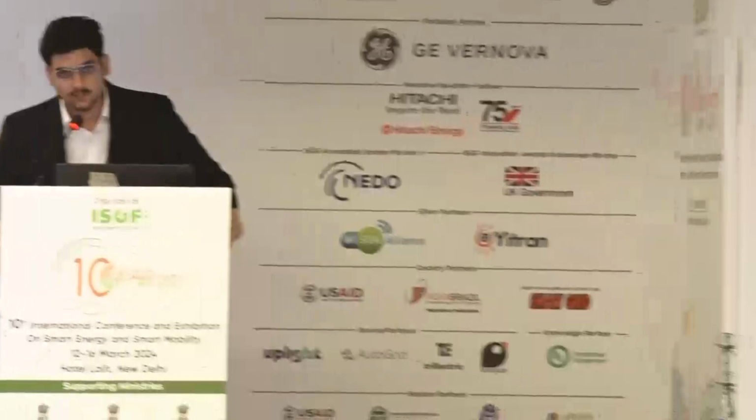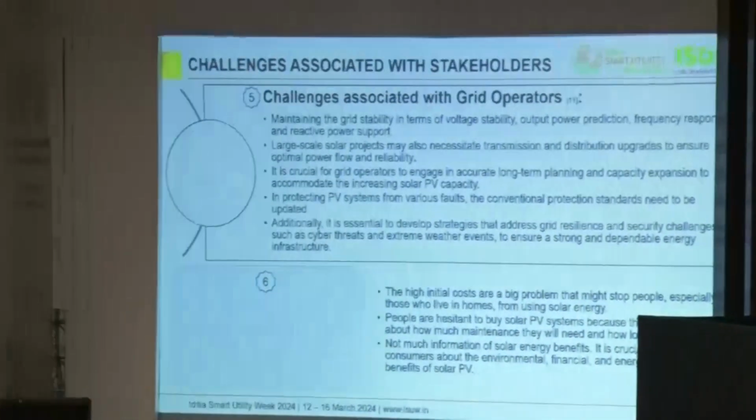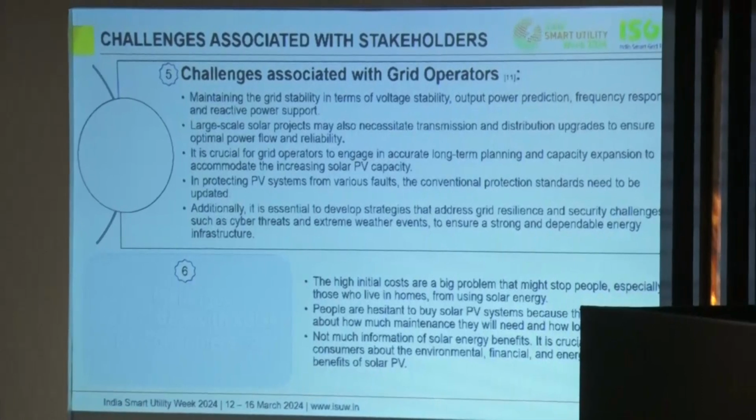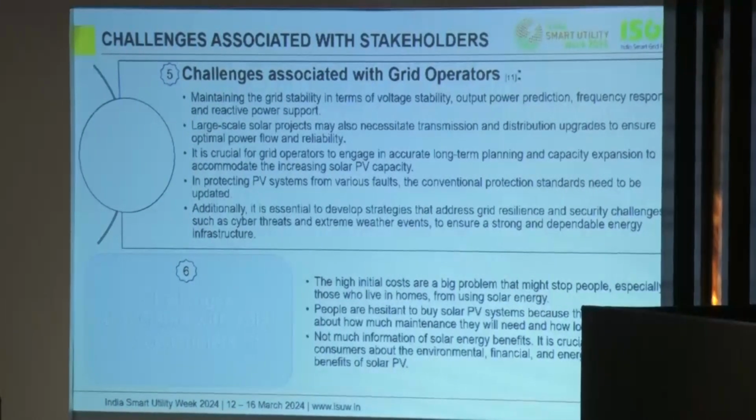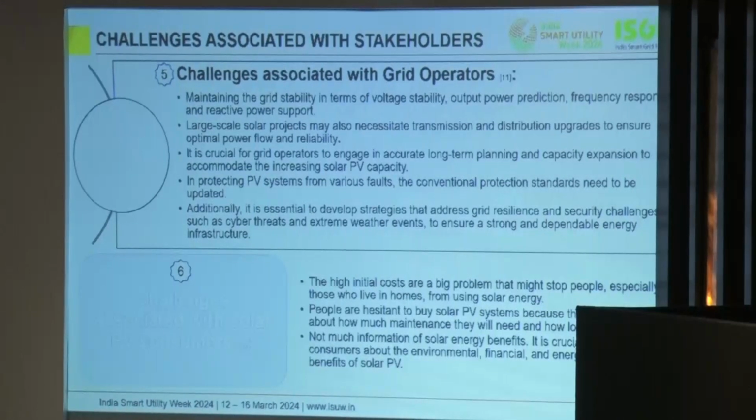Also, it is crucial for grid operators to engage in accurate long-term planning and capacity expansion to accommodate the increasing solar PV capacity. In protecting PV systems from various faults, conventional fault devices need to be updated. And the final one is, it is essential to develop strategies that address grid resilience and security challenges such as cyber threats and extreme weather events to ensure a strong and dependable energy infrastructure. So, for the conclusion on grid operators, the main thing is to maintain the grid stability, and there is a need to upgrade the transmission and distribution devices that we are using.